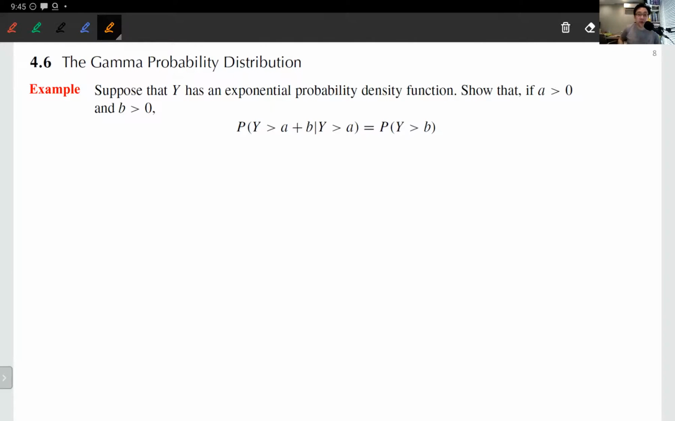So, let me read the problem together. Suppose y has an exponential probability density function. So that's no problem, you already saw that. Let me write it on the side: 1 over beta, e to the negative y over beta. They want you to show that when a and b are positive, so of course we only deal with positive values by default, the conditional probability of y being bigger than a plus b, given that y is bigger than a, is the probability that y is greater than b. They just want you to show it.